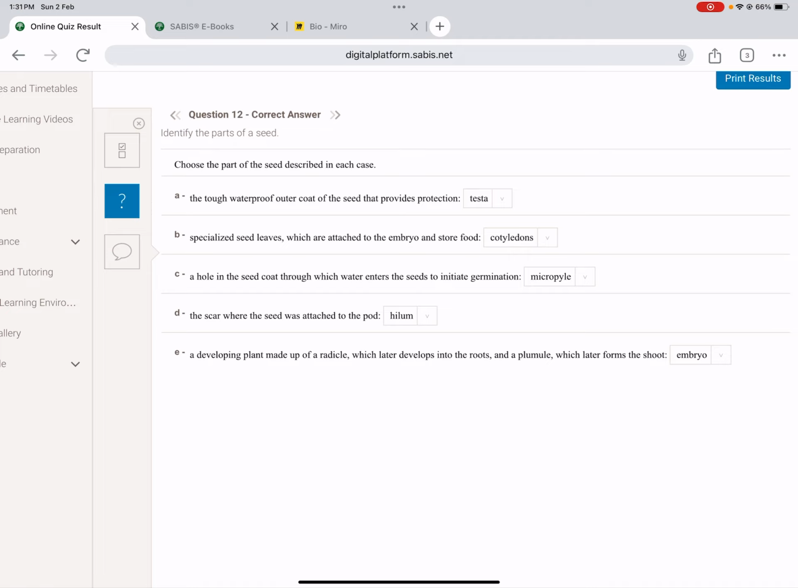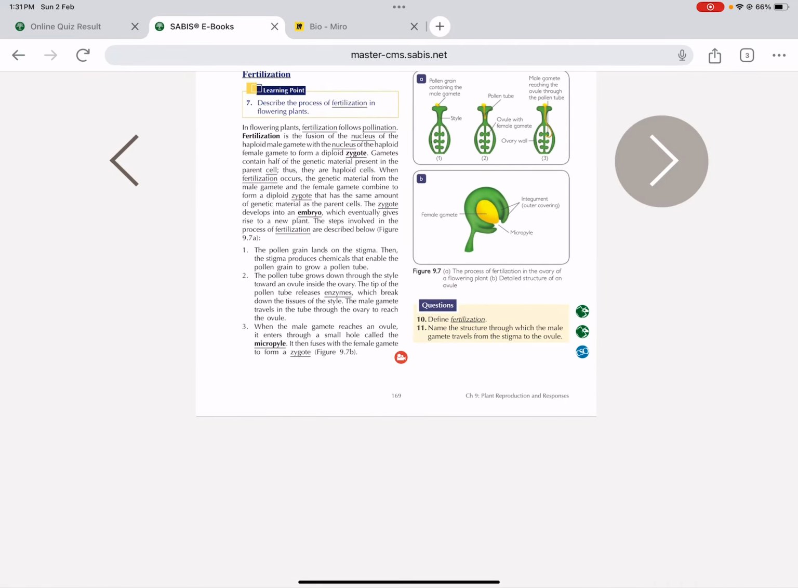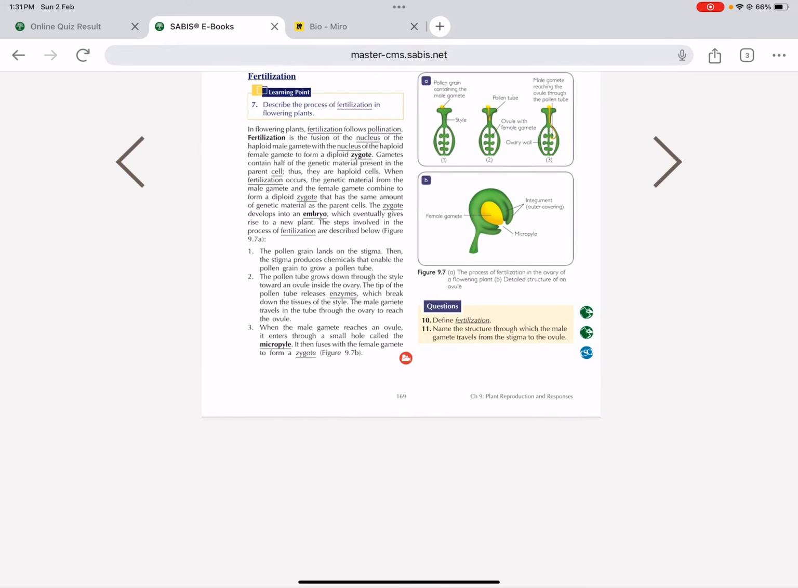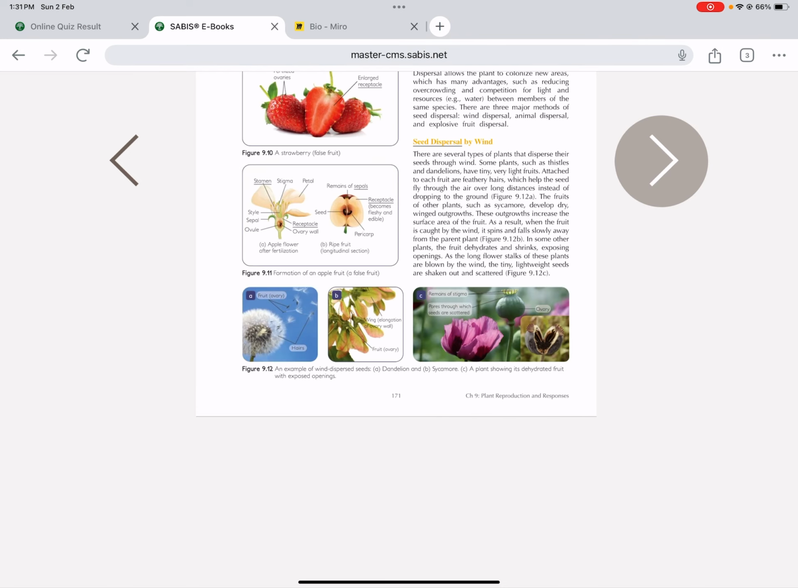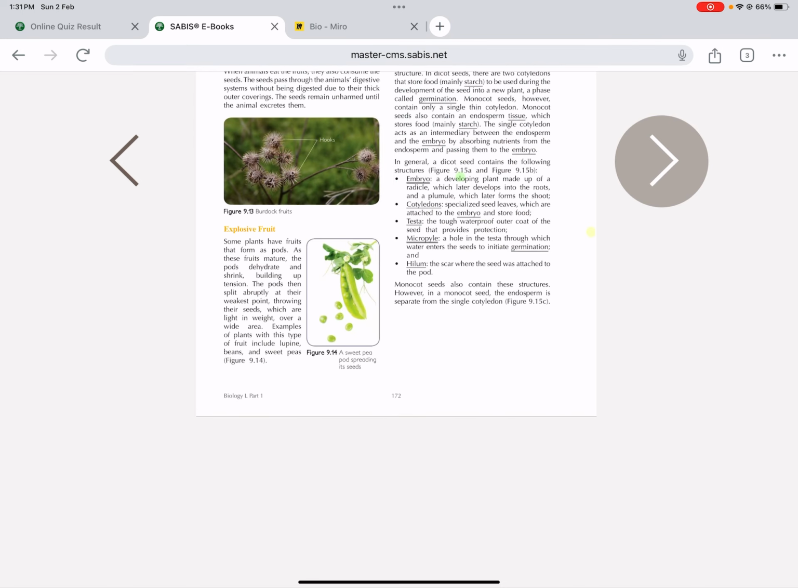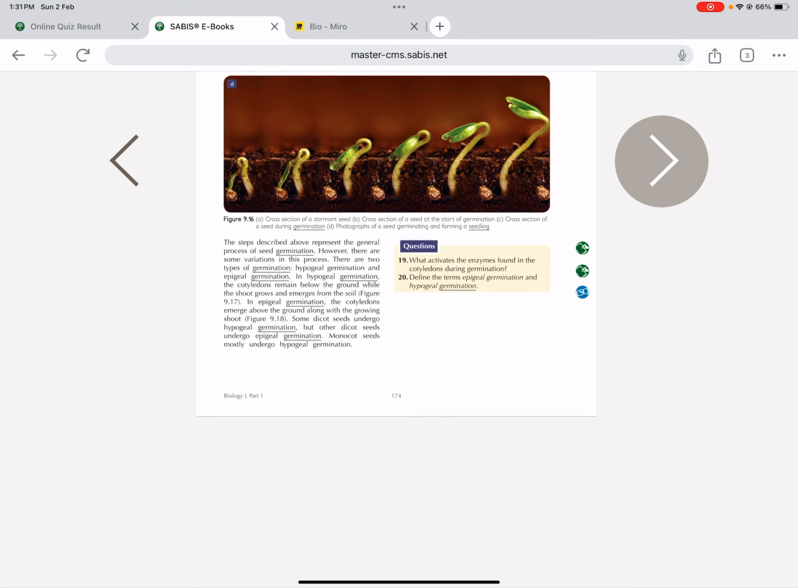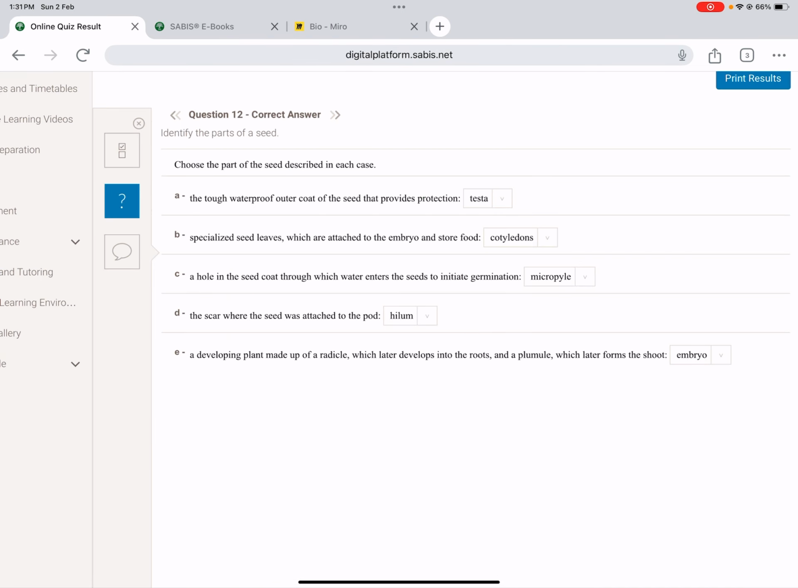Okay, choose the part of the seed described in each case. So I'm going to try to look for the image for the seed, but mainly for that type of question, you just have to memorize each function for each part of the seed, the function of it.